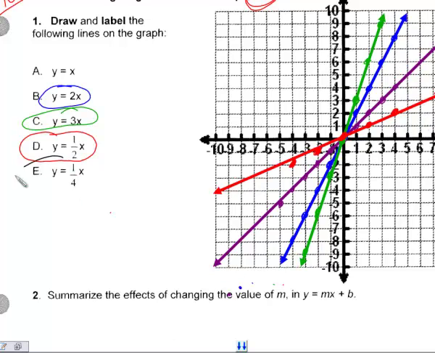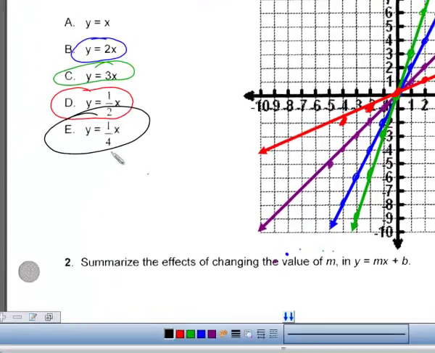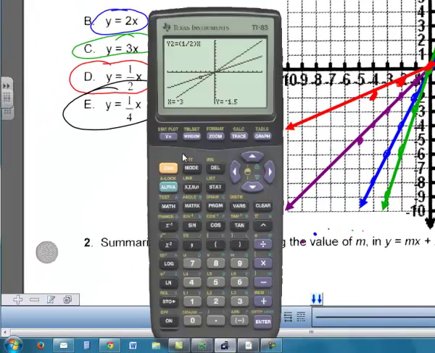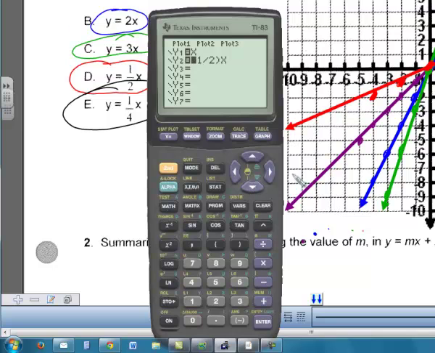This next one I'm going to do in black. Y equals 1/4 x. So go to my y equals. And instead of clearing all this out, I'm just going to click over on my arrows to 1/4 x and graph it. There's my y equals x. And there is my y equals 1/4 x. So notice, again, that this is even less steep than the other ones. Okay, so we're going to trace it.